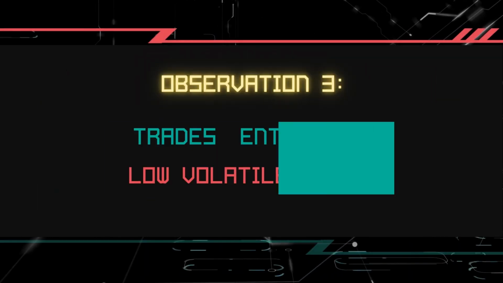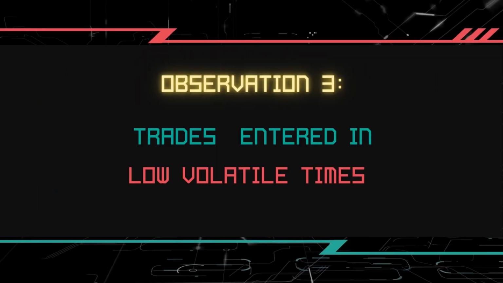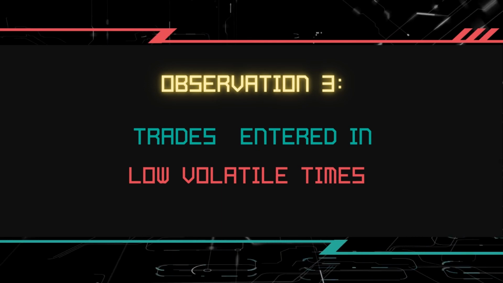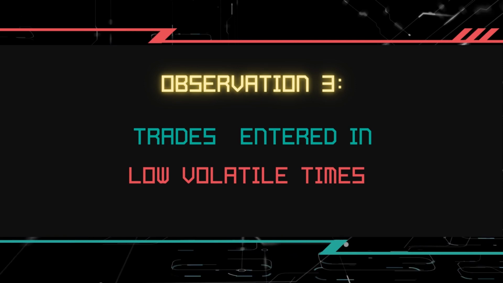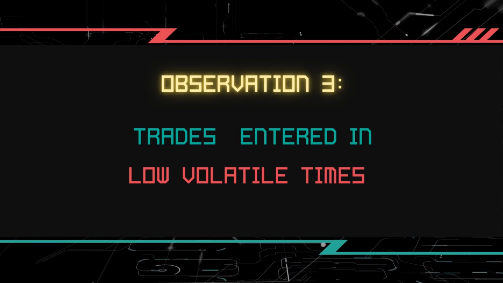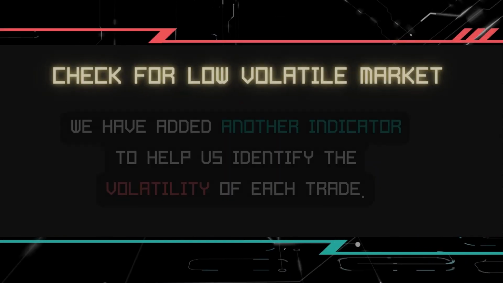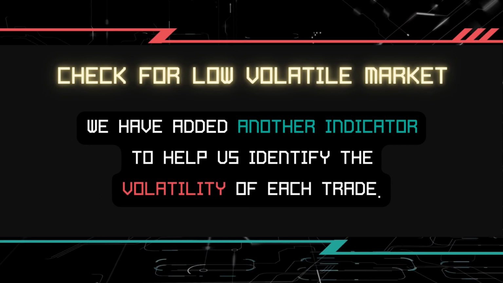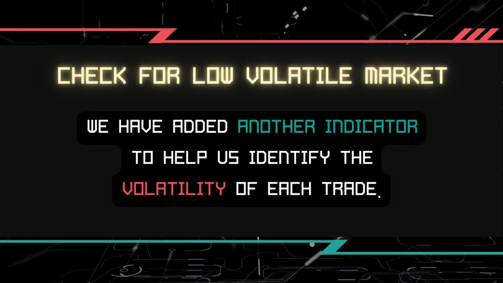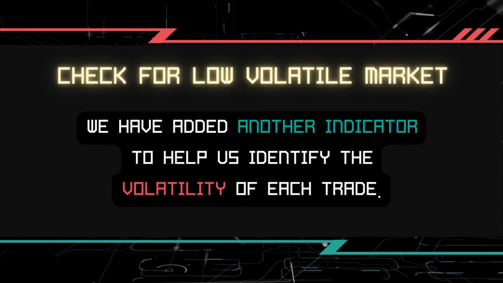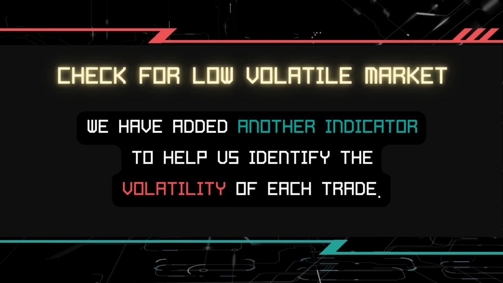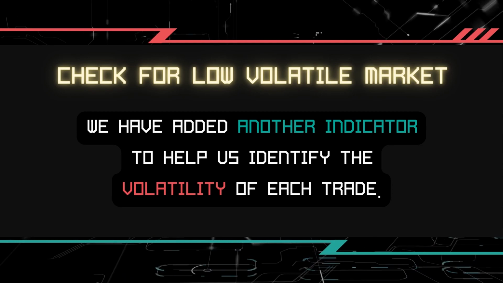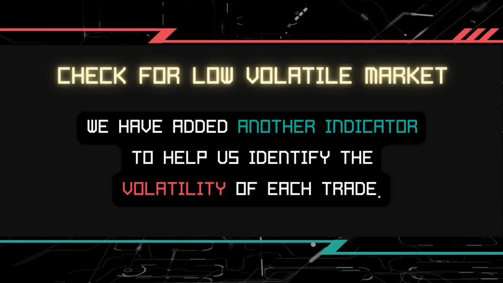Observation 3. Trades entered in low volatility time. As we have previously mentioned, the recovery range strategy does not perform well when the price is moving sideways or during low volatility times. To test that the observation is true, we have added another indicator to help us identify the volatility of each trade. In our example, we use the average true range, short form for ATR, to give us some sensing if the strategy really fails when the market is in a low volatile range.